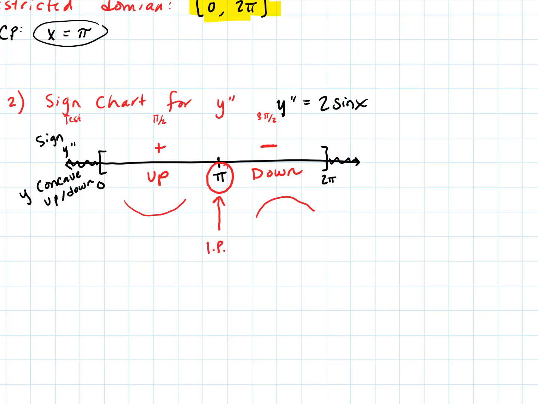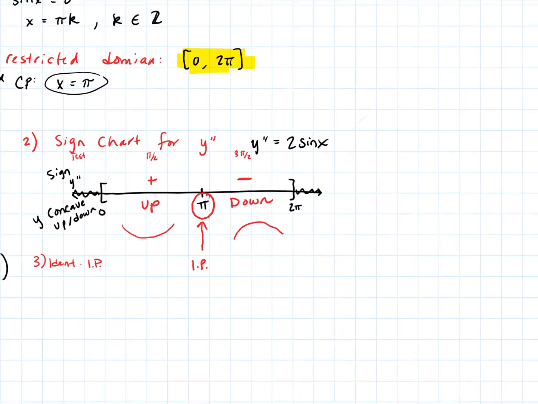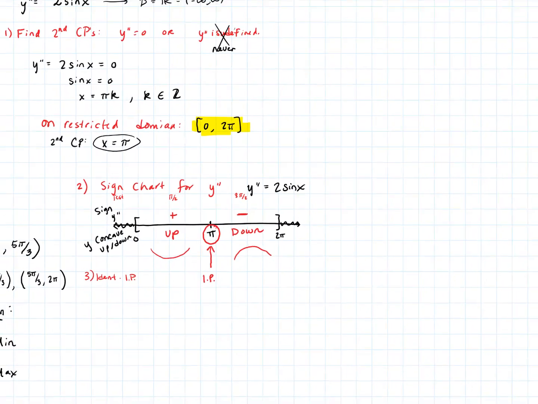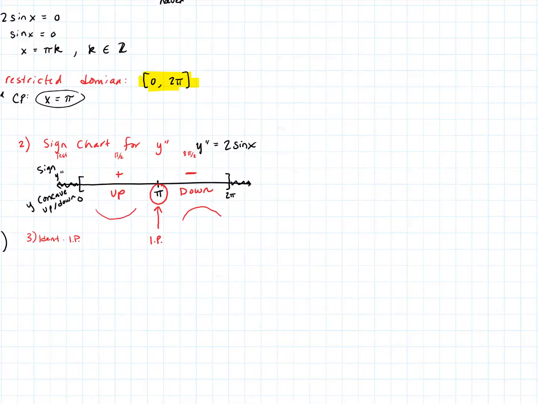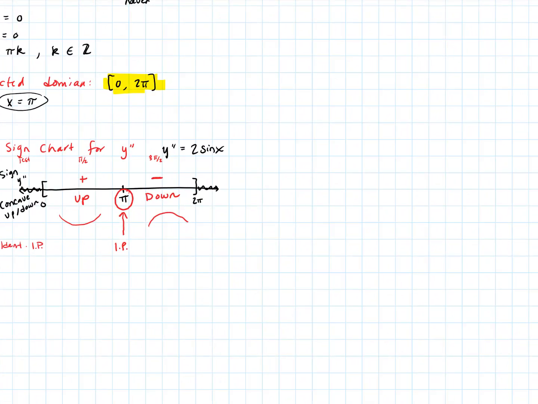So now we have all of that information. That was step 3 that we just did. We identified the inflection points. Identifying the inflection points is anywhere you have a change in concavity and the function is defined. That is an inflection point. So now we can summarize all of this just like we did here. We knew where the intervals of increase and decrease were and the local maxes and mins. We can do the same thing here.